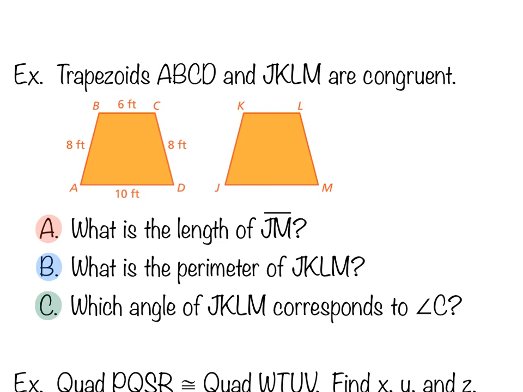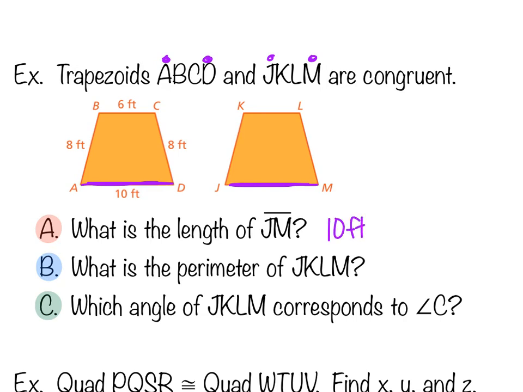It says, what is the length of side length JM? Well, because side length JM corresponds with side length AD, you can see JM up here corresponding with AD, then I know that they're congruent, which makes JM 10 feet.